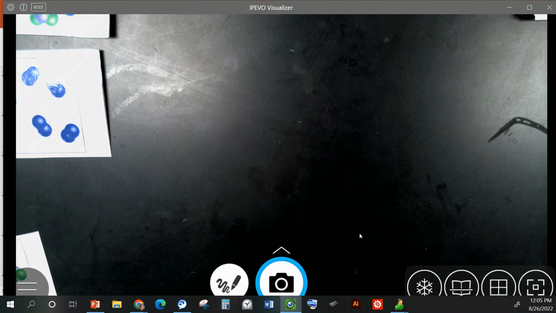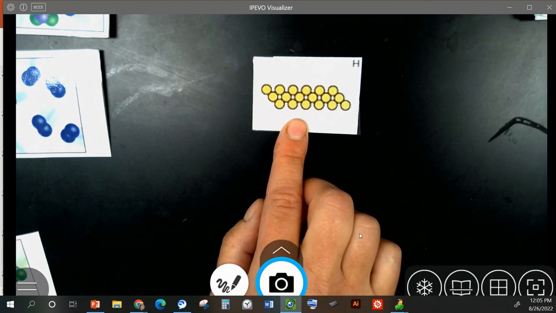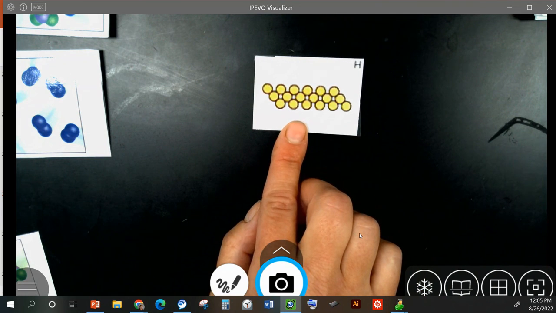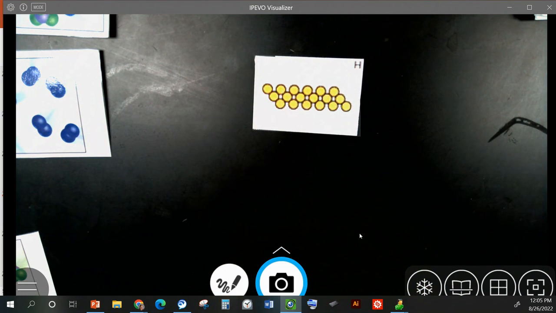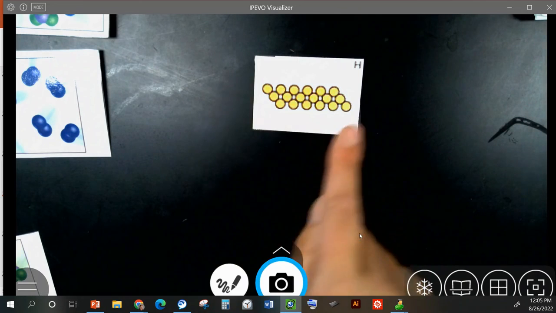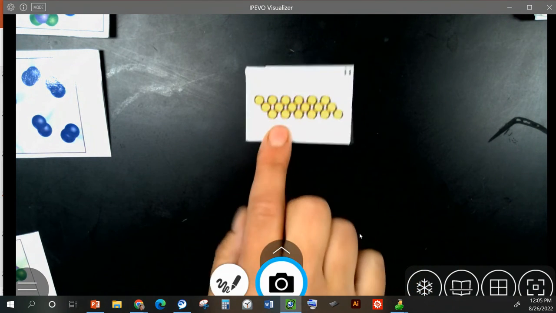We can't decide. What about this one? Compound. That's an element. A pure element. So we only have one atom as an element, and it's only one thing, so that's pure. Okay, good.